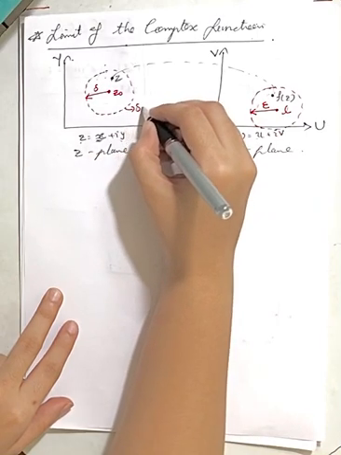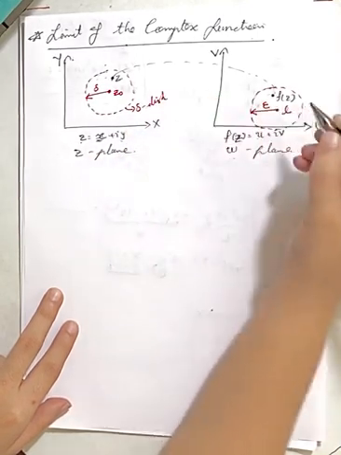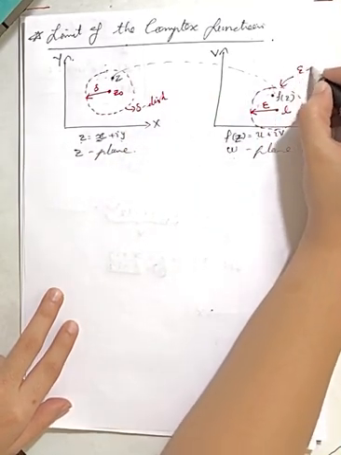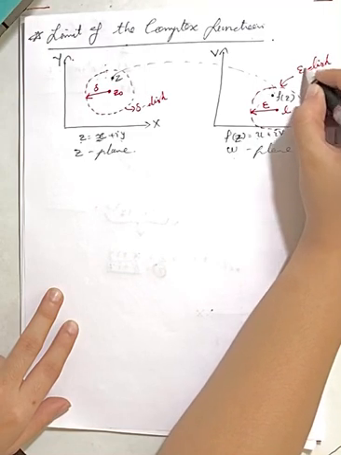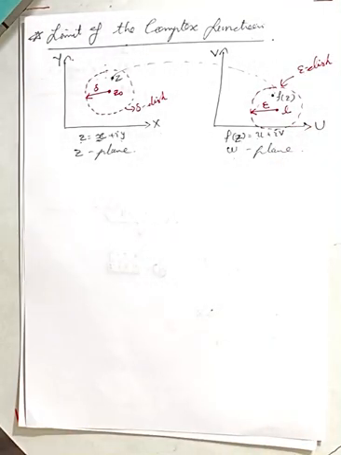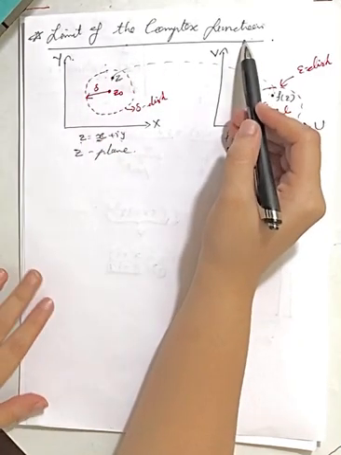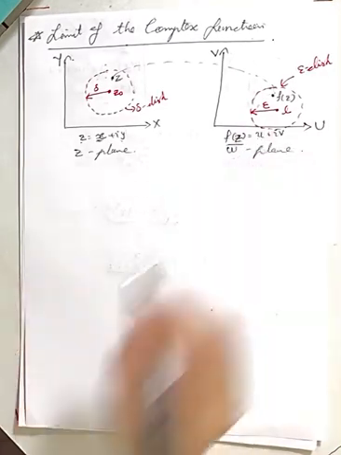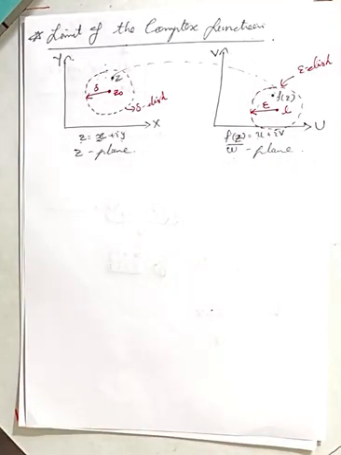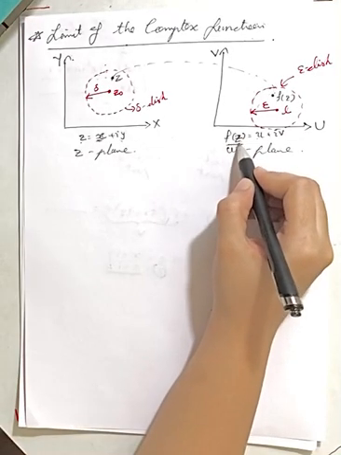This is called the delta disk, and this is called the epsilon disk. Okay, since we are studying the limit of a complex function, f of z is a complex function itself, so we have to make sure that it follows the limit.